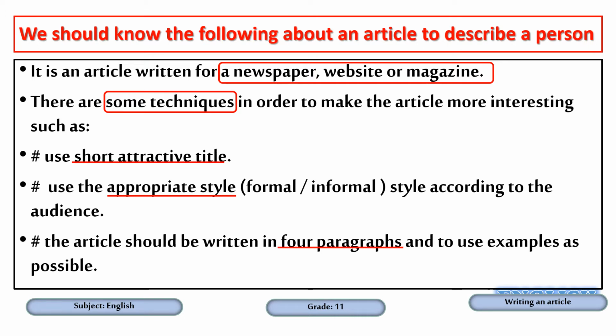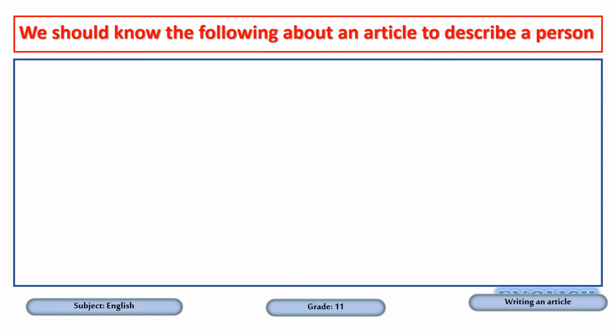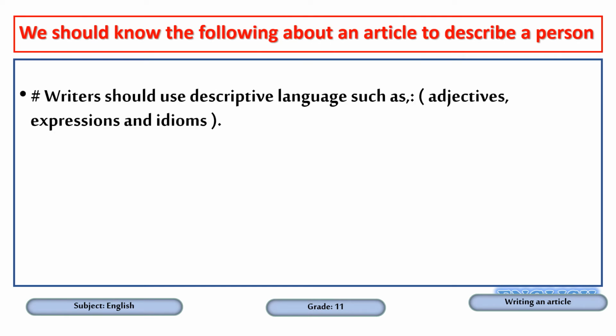Dear students, how many paragraphs should be there in an article describing a person? Good. There should be 4 paragraphs, and you should use examples as much as possible. Dear students, we are writing an article describing a person, so there should be a kind of description. That's why we should use descriptive language, such as adjectives, expressions, and idioms.